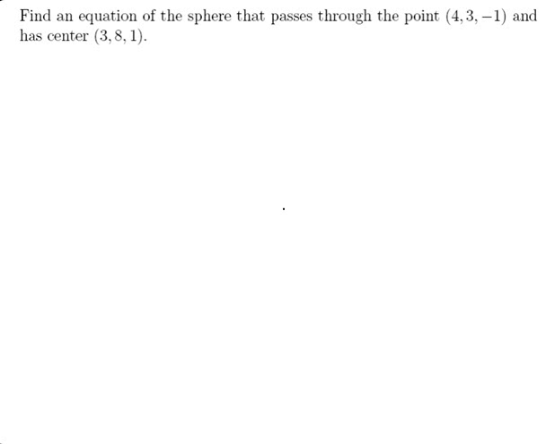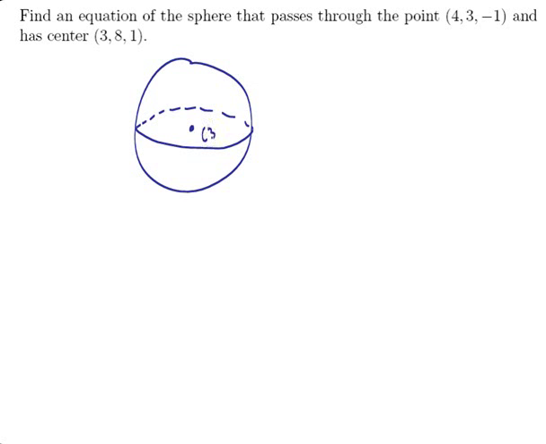Find an equation of the sphere that passes through the point (4, 3, -1) and has center (3, 8, 1). All right, well, we're going to be looking at a sphere with a center of (3, 8, 1). Let me just draw a quick picture of this sphere. I'm not going to try and put it in the coordinate axes here, but let's suppose this is our center here at (3, 8, 1), and we know that it passes through the point (4, 3, -1).